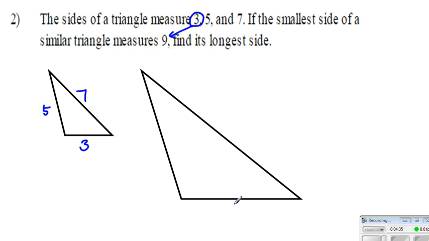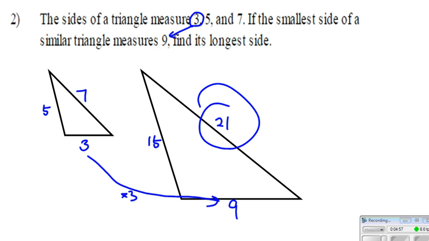And then its corresponding size, since 9 is the smallest, and 3 is smallest from the smaller triangle, then you will realize that 3 becomes 9 by multiplying by 3. Then 5 becomes 15, and then 7 becomes 21 by all multiplying by 3. And 7 is the longest side. Yes, it is 21.